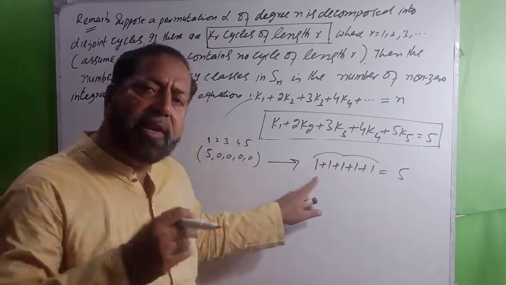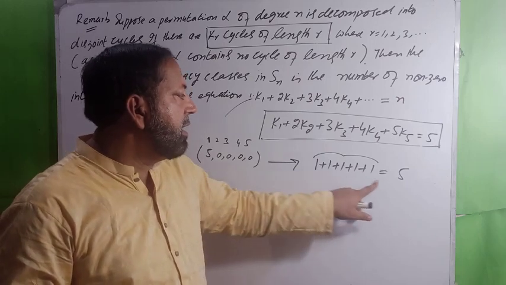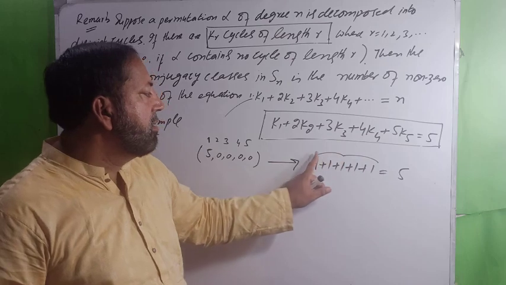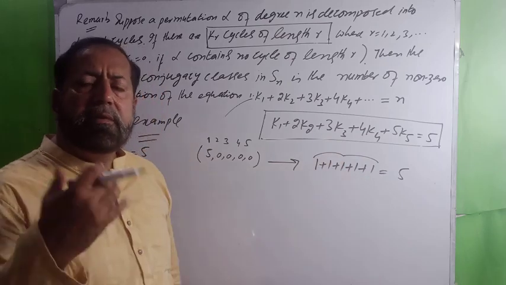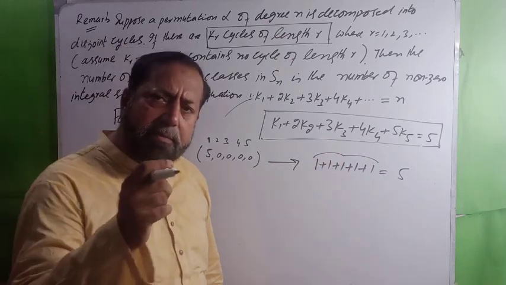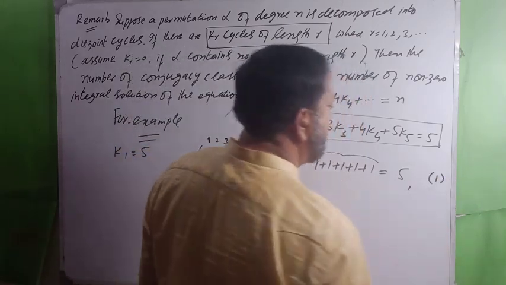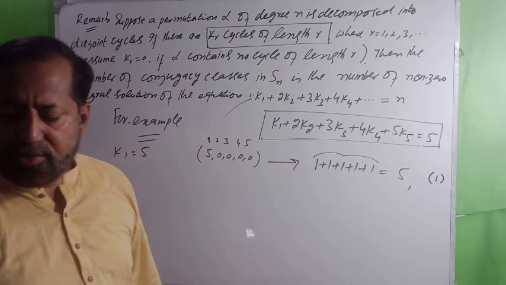Now I just want to relate that yes, I am at the point that there are 5 cycles of length 1. So what is the type? The type is the identity. This is the identity. The type is the identity permutation.